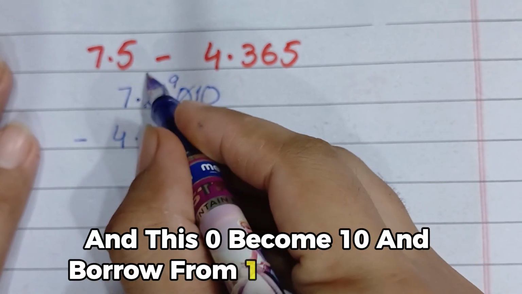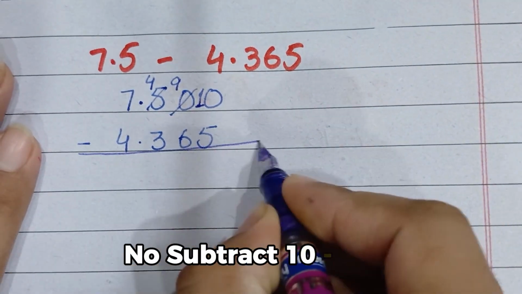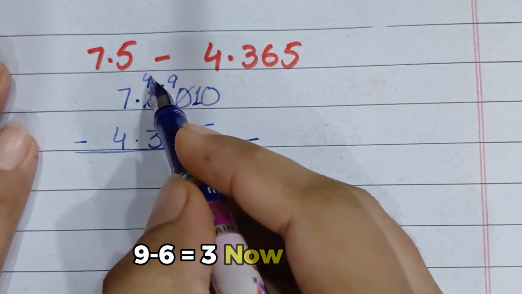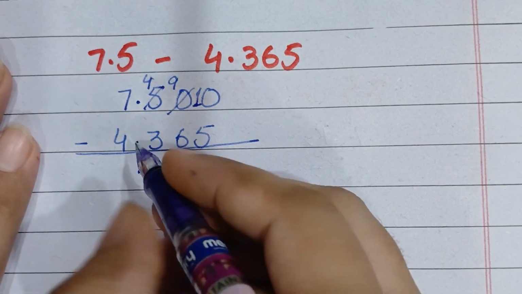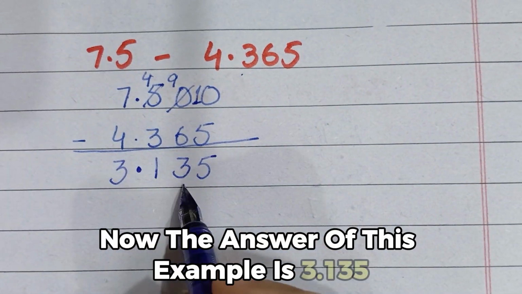Now borrow from this one and it becomes 9 and this 0 becomes 10, and borrow from the 5 and it becomes 4. Now subtract. 10 minus 5 is 5. 9 minus 6 is 3. Now 4 minus 3 is 1. Write the decimal. 7 minus 4 is 3. Now the answer of this example is 3.135.